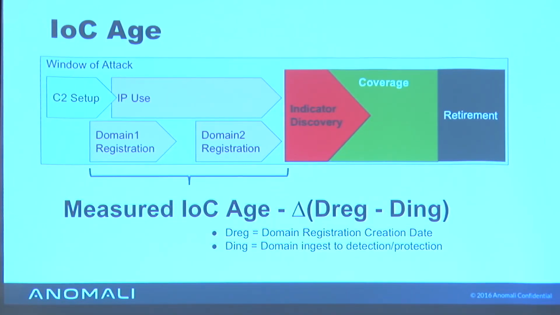So what I did is I took a whole bunch of domains that are being ingested as network indicators and took a look at the delta between the date of the domain being registered and the date of the domain being ingested for detection and protection technologies, and then measured that delta.